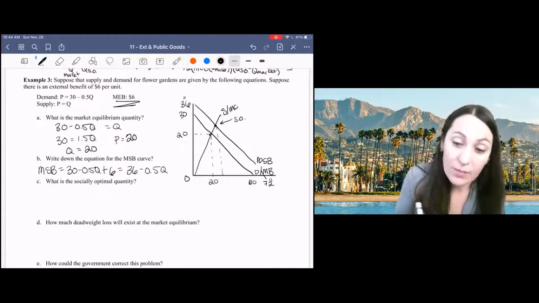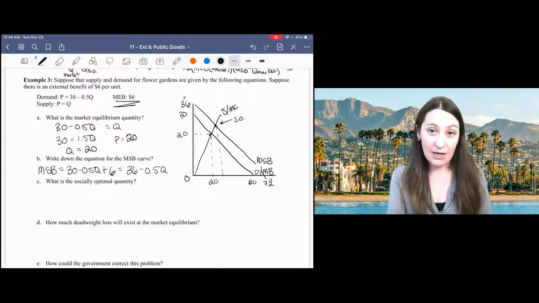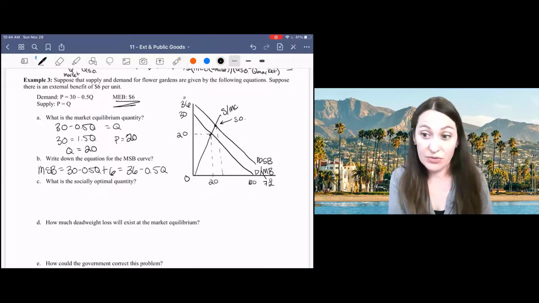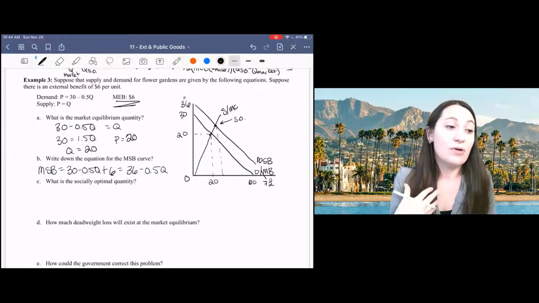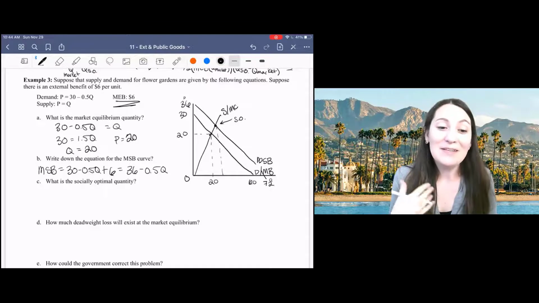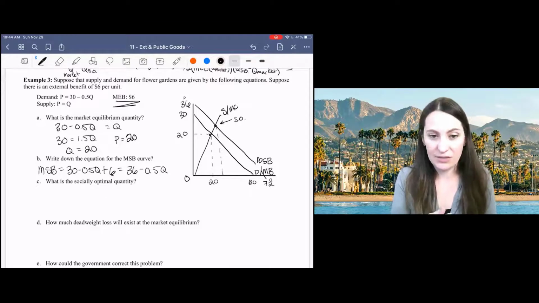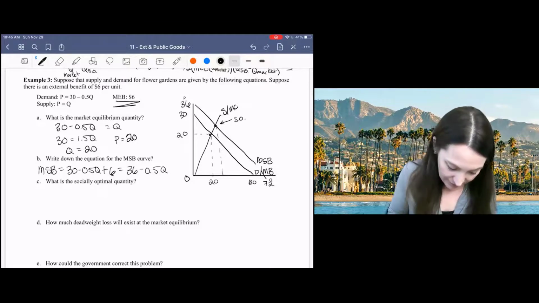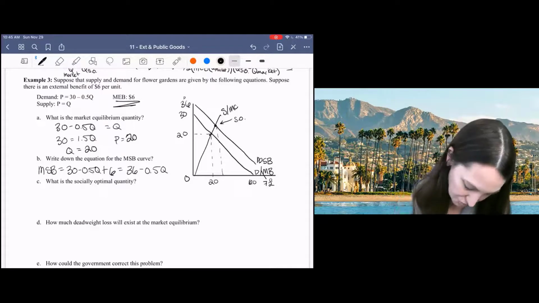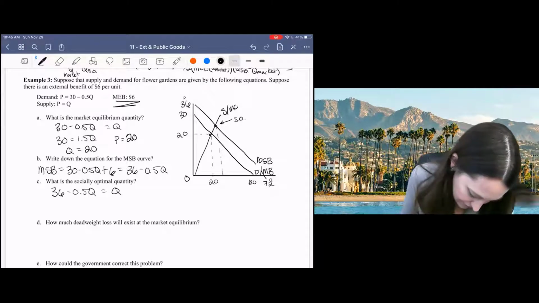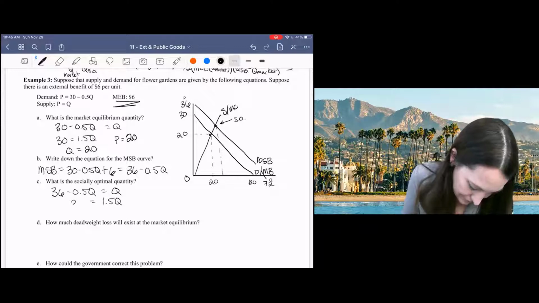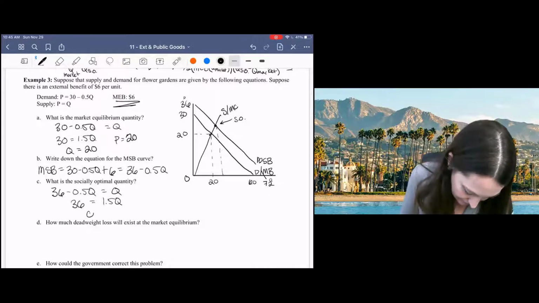will be greater than our market equilibrium, right? The market fails to take into account the full benefit of the product, so it produces too little. Too few people will get vaccinated. There are too few beautiful gardens in the world, because we don't take into account external benefit. So we find the socially optimal outcome by setting our marginal social benefit curve equal to our marginal cost curve. And if we solve for Q, we see that that's 24.